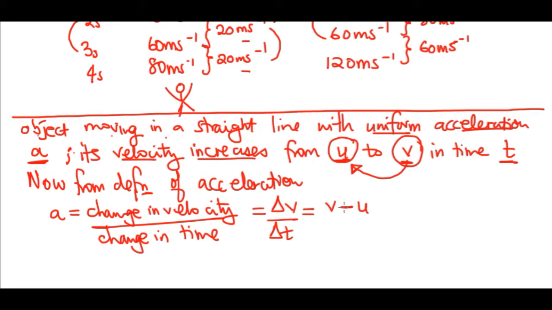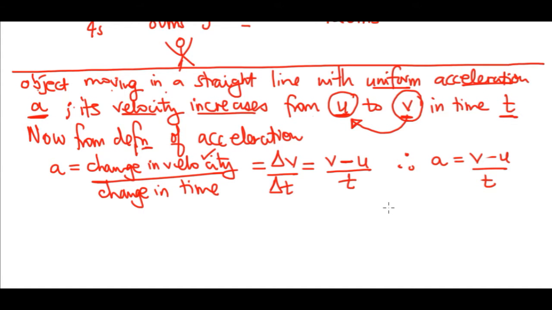When you subtract the two, we have calculated the change. That's how you calculate change, right? Divided by time, which is the change in time, which is going to be our t. Therefore, my a is equal to v minus u over t. I think we agree with this one. And this gives us our first equation of motion.